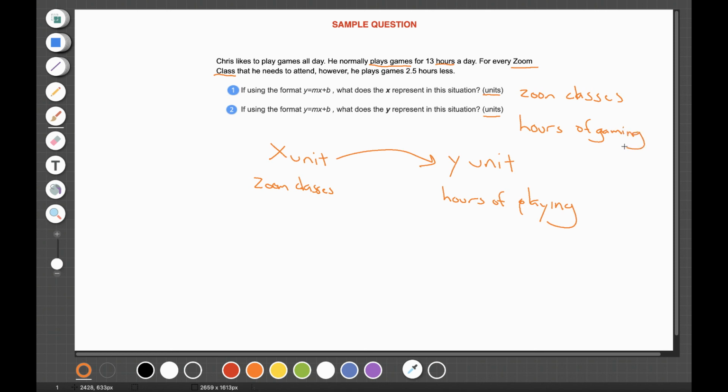All right, hopefully that helps you. Go back and see if you can apply this to questions 1 and 2 from your assessment.